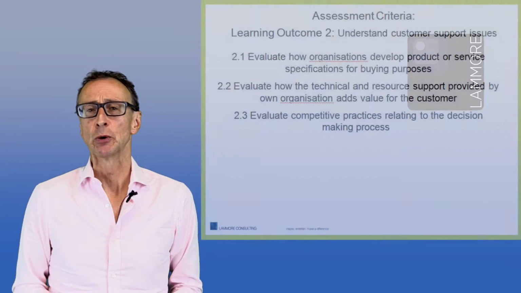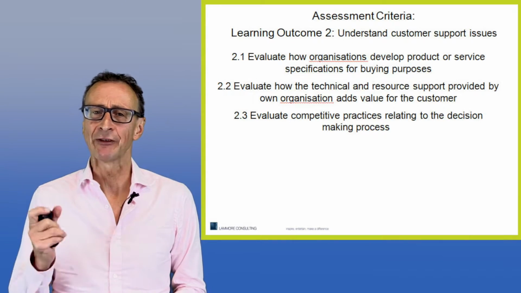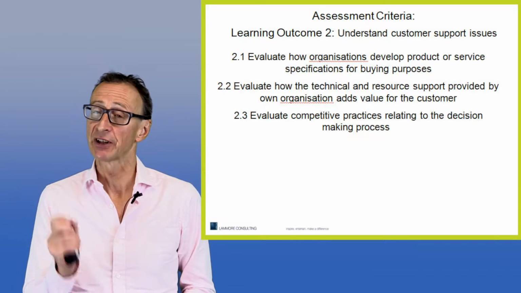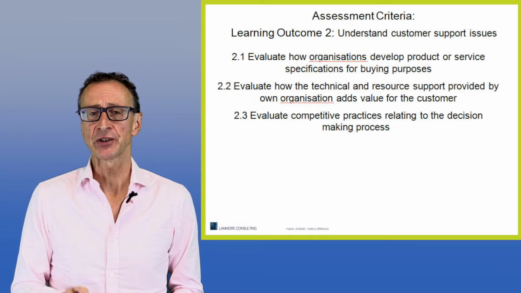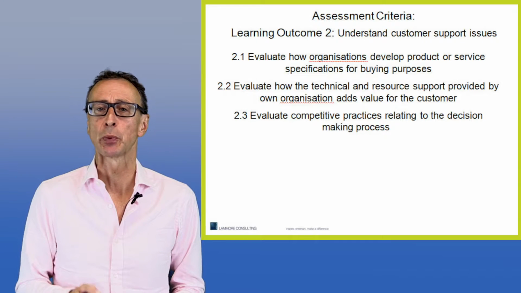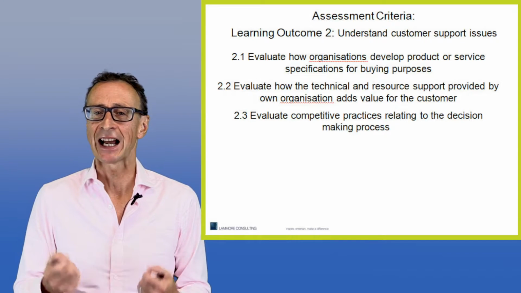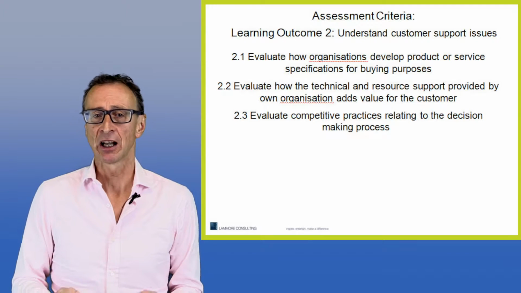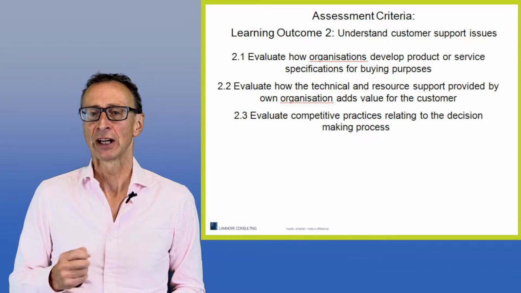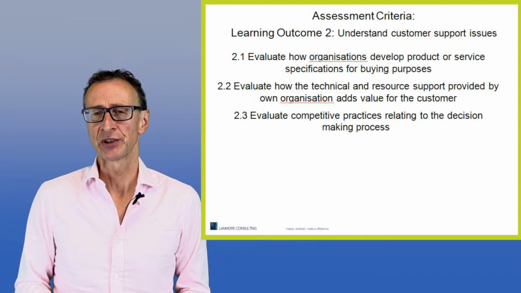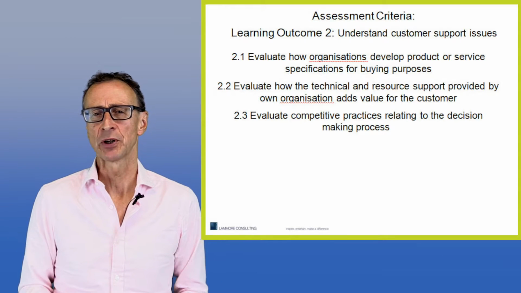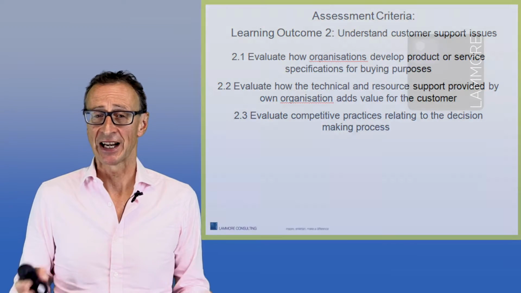Learning outcome 2. Well, 2.1 talks about evaluating how organizations develop product or service specifications for buying purposes. 2.2 talks about evaluating how the technical and resource support provided by your own organization adds value for the customer. And lastly, 2.3 is evaluating competitive practices relating to the decision-making processes. And Porter's value chain is a great tool to help us understand many of these areas.